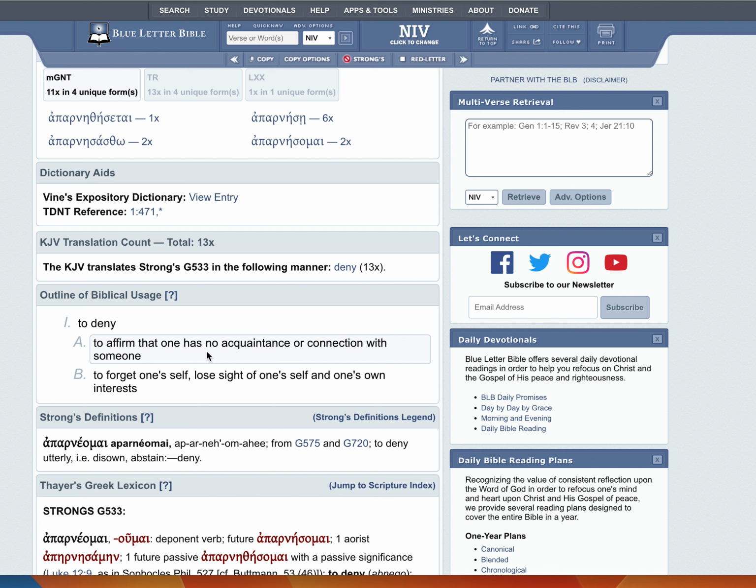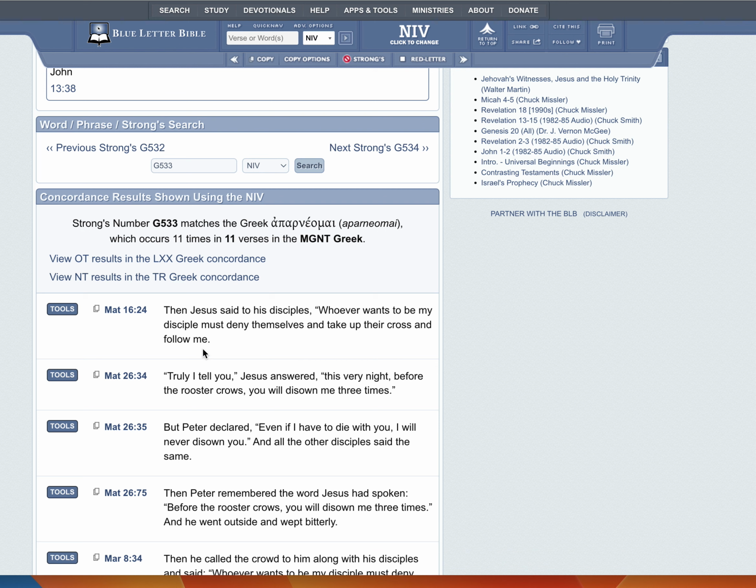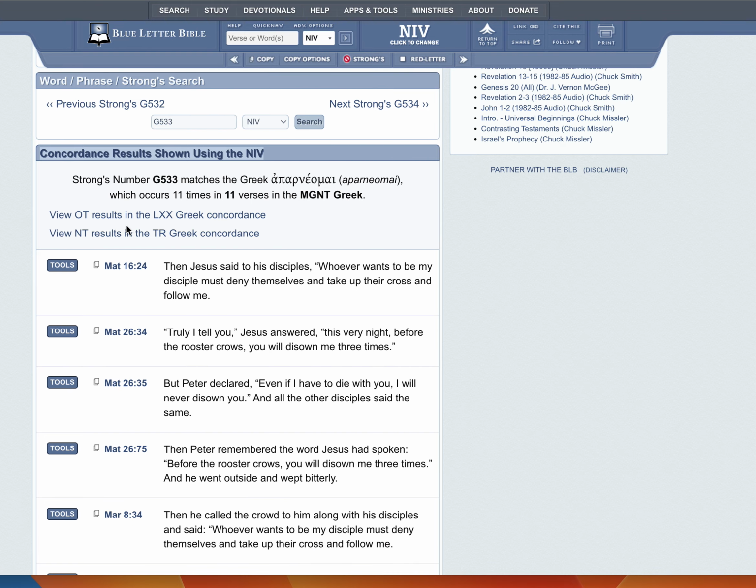But then a key that you really want to look at is to see how this word is used in the scripture. And so if the New Testament word, we want to see how is it used in the New Testament. So here's the great news. There's this thing called a concordance. Concordance shows you the way that word specifically is used.